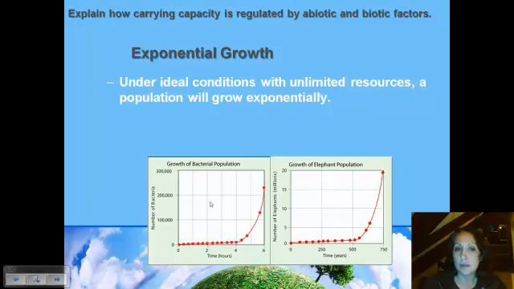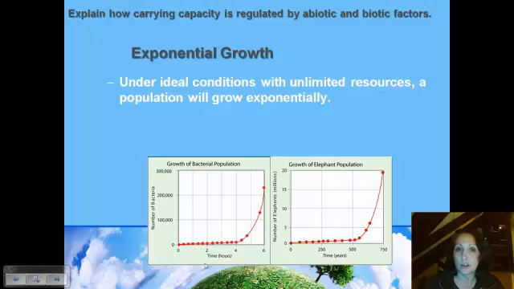If we compare the bacteria population to an elephant population, we can see the same pattern of growth, but if you notice, our x-axis is showing a different time scale. Here we're looking at hours, because bacteria can reproduce about every 20 minutes, but elephants reproduce at a much slower rate. So here we have going up to 750 years, and here we have just 6 hours. But again, they're still showing the same pattern of growth, which is exponential.